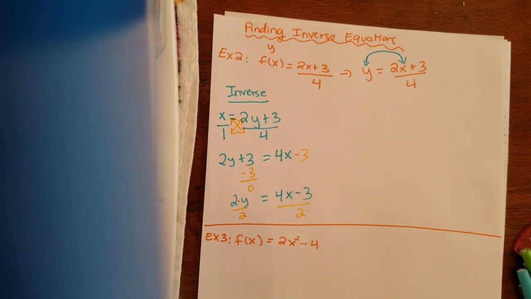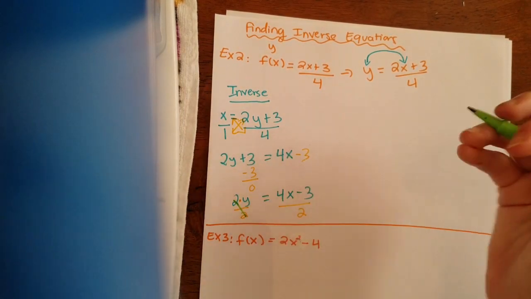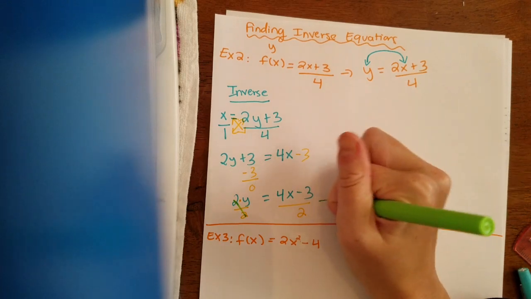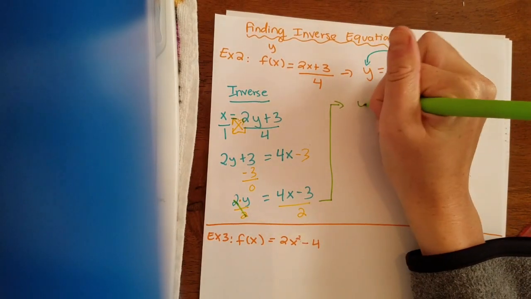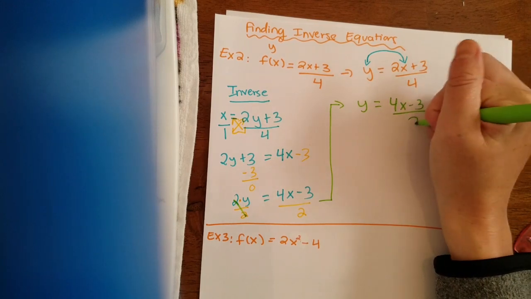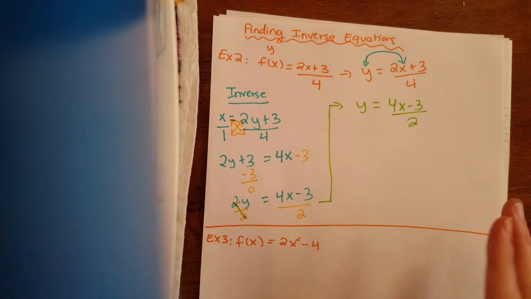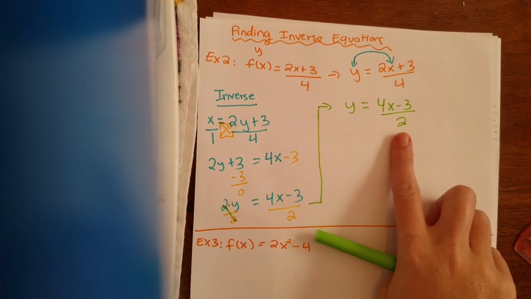On this side, my 2's are going to cancel out. Bam! I'm left with y. I'm going to go up here: y equals 4x minus 3 over 2. And the very last step, so we have found the inverse. This is our inverse equation.